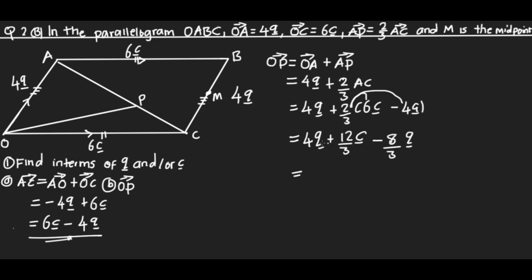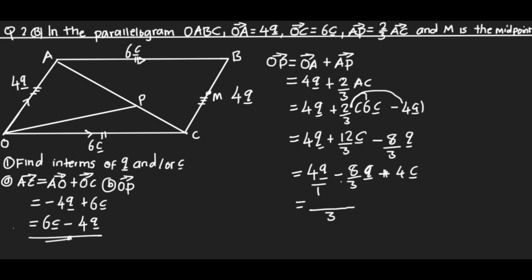So I can collect the like terms. So I'm going to say 4q minus 8 over 3 of vector q plus, 3 can go into 12 4 times, so this will give us 4c. Then here we can now find the lowest common denominator. So the lowest common denominator is just 3.